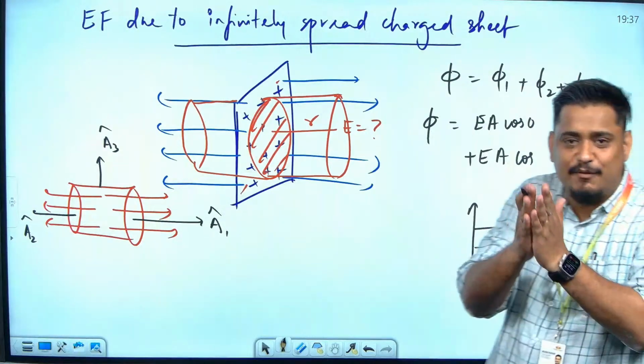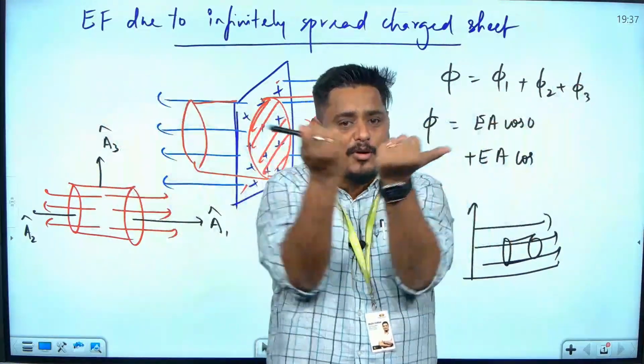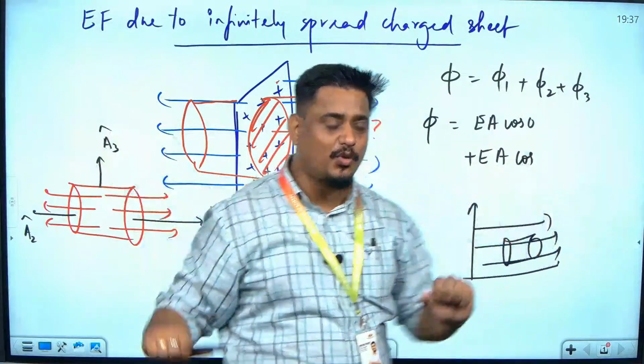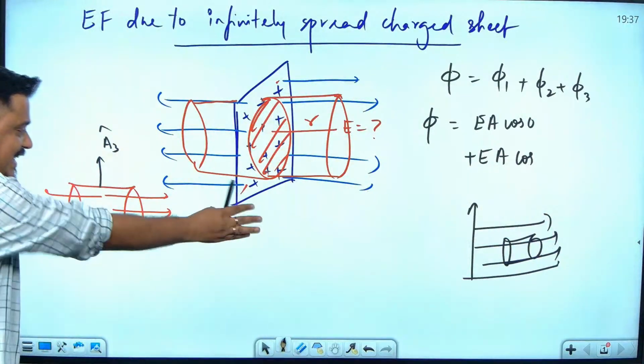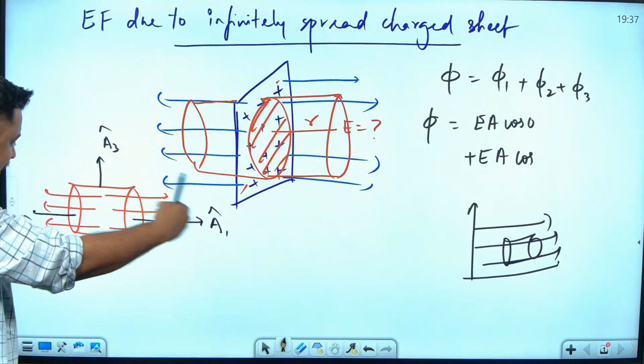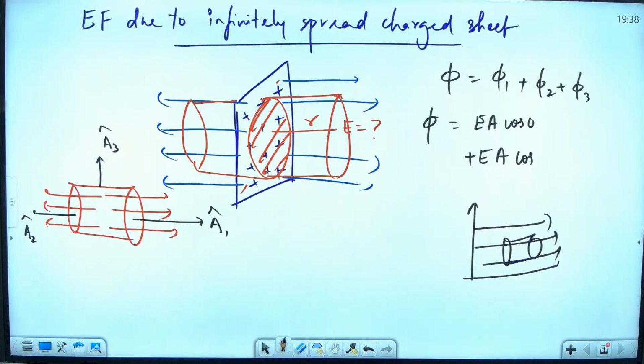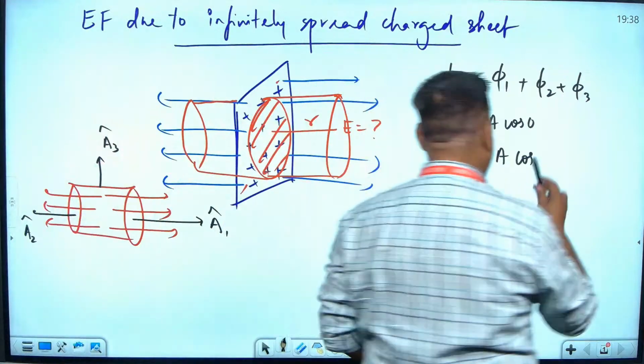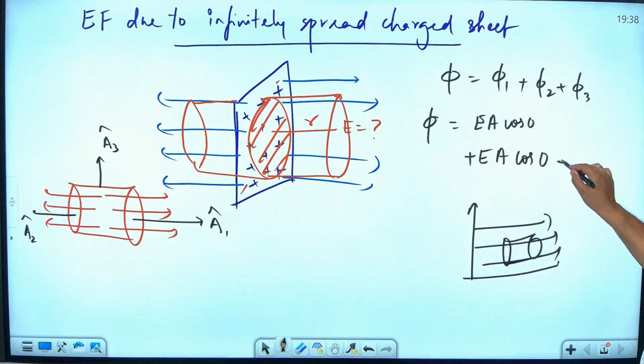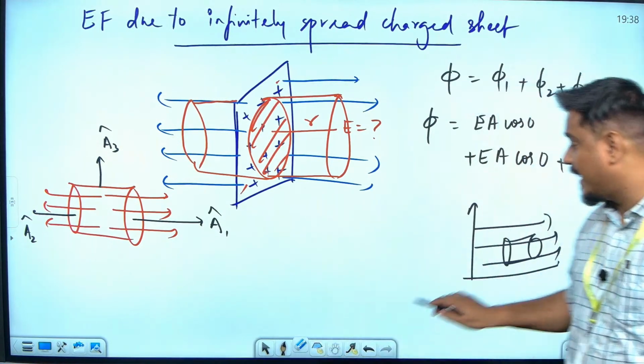But here the electric field is like this, both directions. So here also cos 0. See, area, electric field parallel. Here also area, electric field parallel. Angle is 0 degree in both the cases. Am I right? So EA cos 0 plus EA cos 0 plus EA cos 90. Do you agree with me? I hope everybody accepts this. Any doubt?